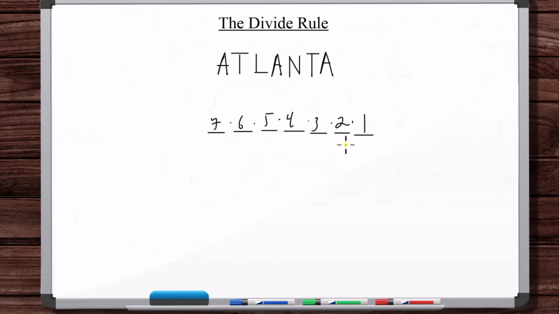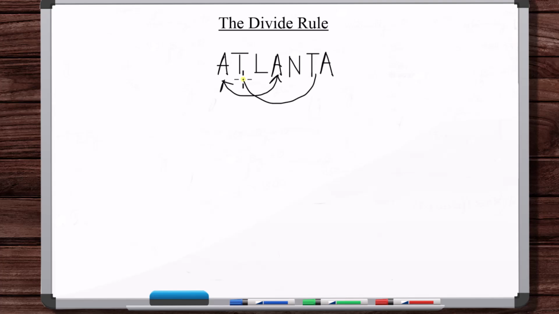However, there's an issue here. If all of these letters were different, then that would be the correct answer, just 7 factorial. However, if we just say 7 factorial, then we're counting the idea of if this letter and this letter switch spots, or this letter and this letter switch spots. Well, that's the same arrangement. Okay, so what we need to do is we need to divide out these duplicate cases. So how do we do this?